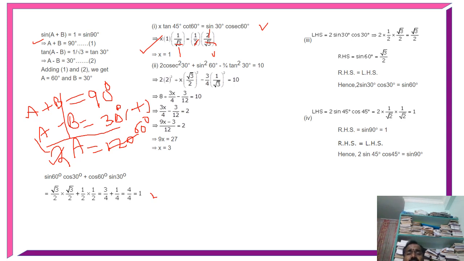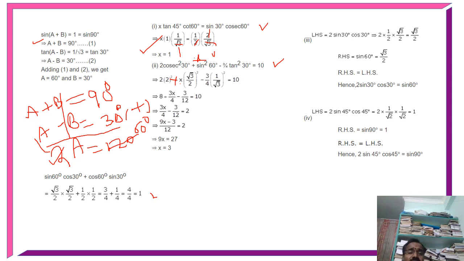Similarly, 2 cosecant square 30 plus sin square 60 minus 3 by 4 tan 30 is 10, we have to prove. Substitute: 2 into cosecant 30 is 2 square, plus sin square 60 means root 3 by 2 whole square, minus 3 by 4 into 1 by root 3 whole square equals to. Here x is not there, children, x we need to find. Actually here it is x sin square 60, find x.